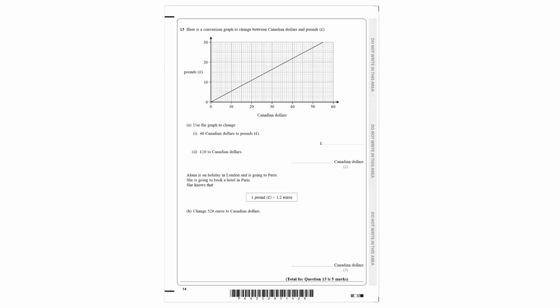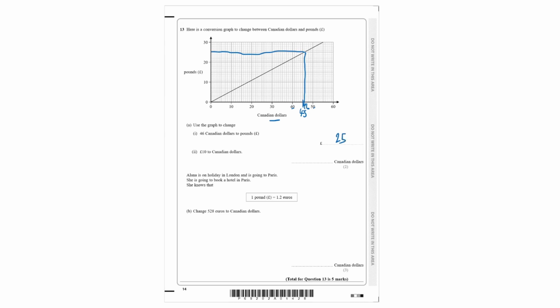Here is the conversion graph to change between Canadian dollars and pounds. Use the graph to change 46 Canadian dollars to pounds. Canadian dollars is given on the x-axis. Halfway between 40 and 50 will be 45. And one after that is 46. We draw a line perpendicular to this value. And then we draw a line perpendicular again until it meets the y-axis. It's halfway between 20 and 30, so that has to be 25.